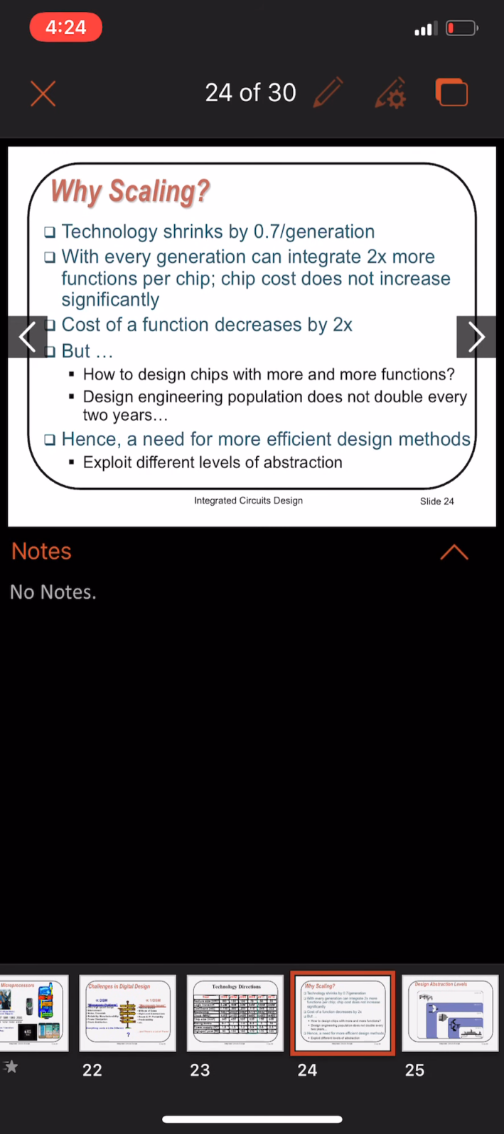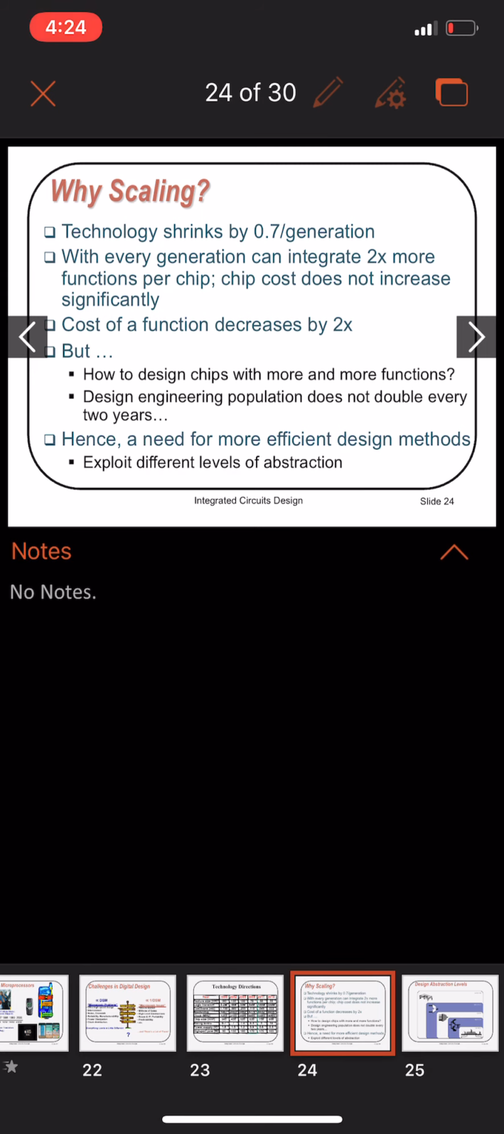Why scaling? As we discussed before, we are scaling down our transistors because we want to have more and more transistors inside a small chip, because we want to get more and more functionality. Technology shrinks by 0.7 per generation. With every generation, we can integrate 2 times more function per chip. Cost of function decreases by 2 times, but there are also some issues.